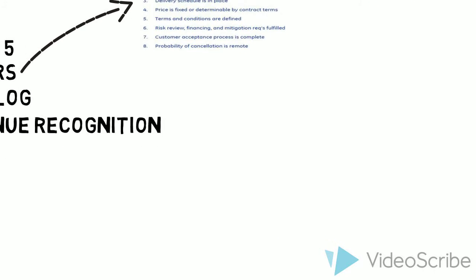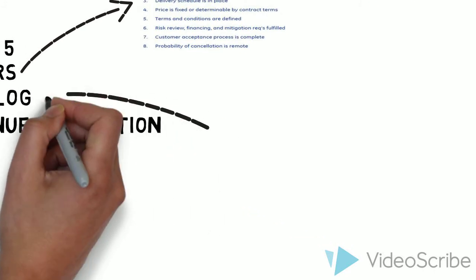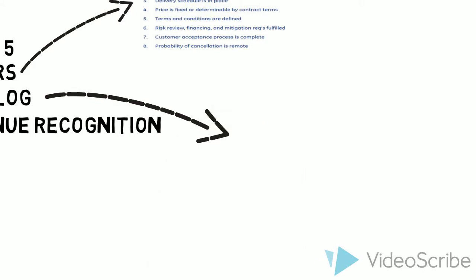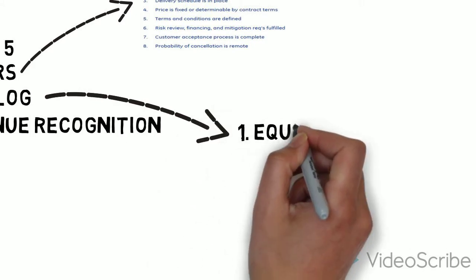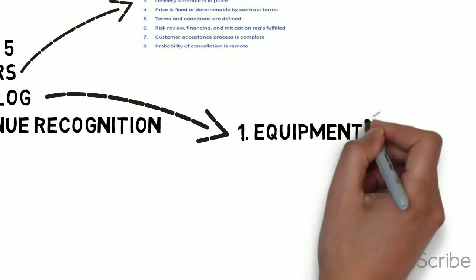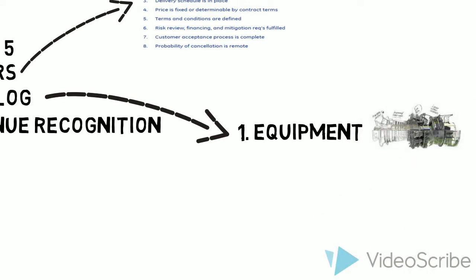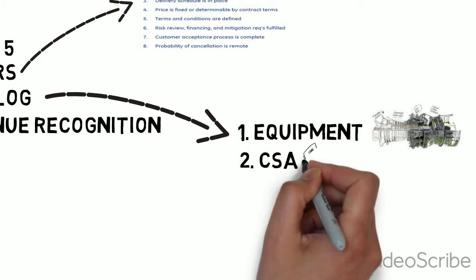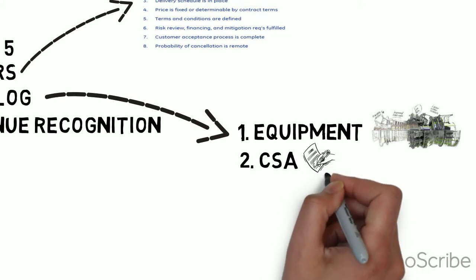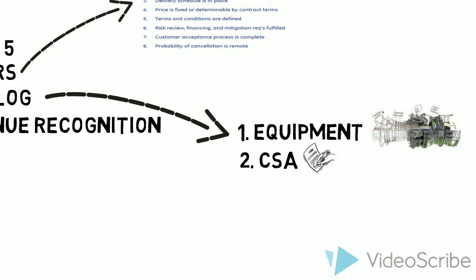Backlog are all orders and/or commitments that have yet to be converted into revenue. There are 3 types of backlog. The first is equipment, which are all unfulfilled, long-cycle equipment and flow orders that have yet to be converted into revenue. The second are contractual service agreements, or CSAs, which are full contract value of all CSA contracts that have yet to be converted to revenue.